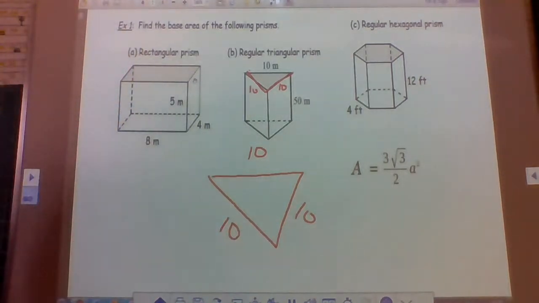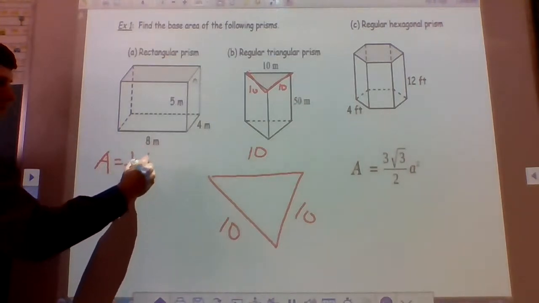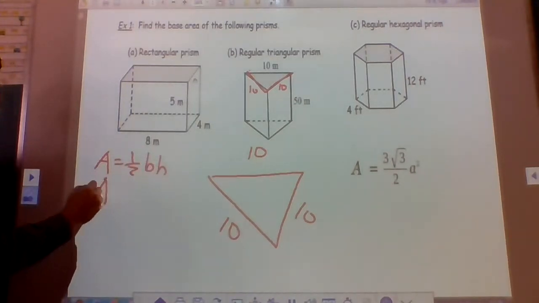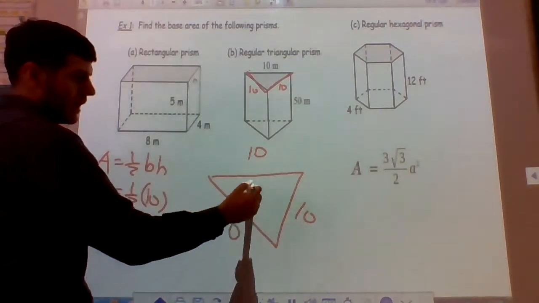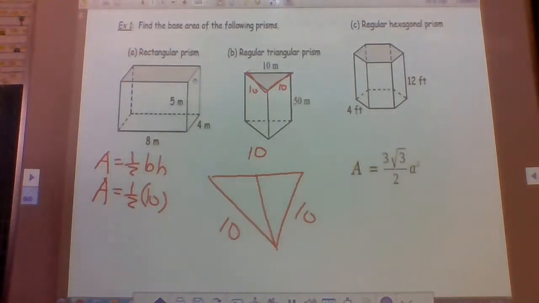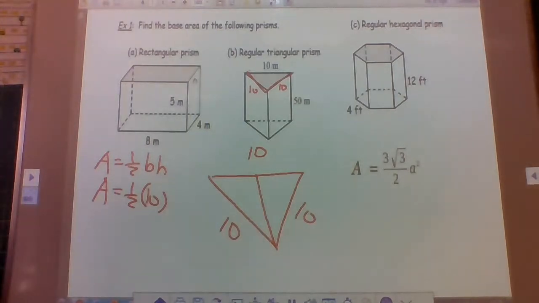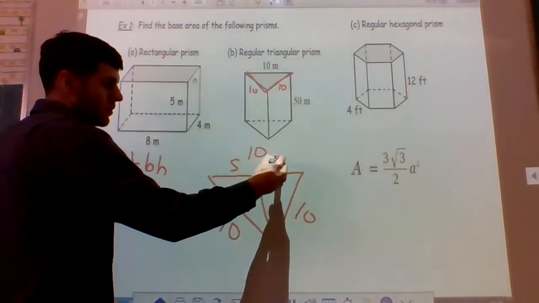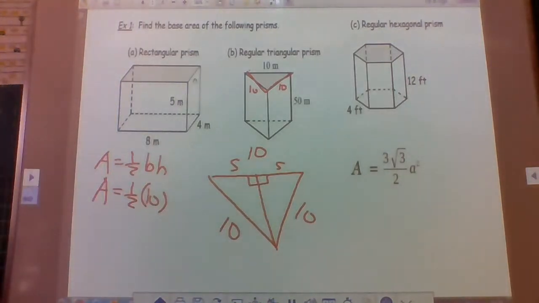We need to find the area of this triangle. The area of the triangle is 1/2 the base times the height. The base of our triangle is going to be 10. We need to find the height. We don't have the height, so we need to find the height. So we draw an altitude. Okay, the altitude in a regular triangle is going to bisect and be perpendicular to the base. So we're going to bisect it. So this is going to become 5 and 5, and these are going to become right angles. If we have right angles, we have right triangles.